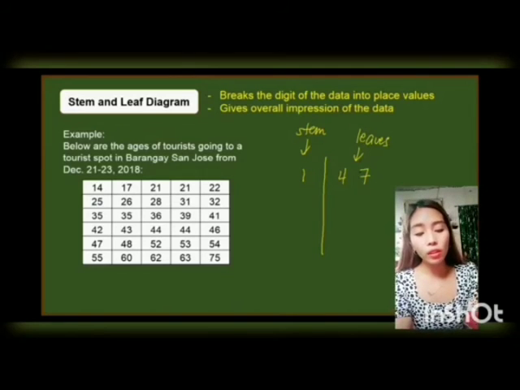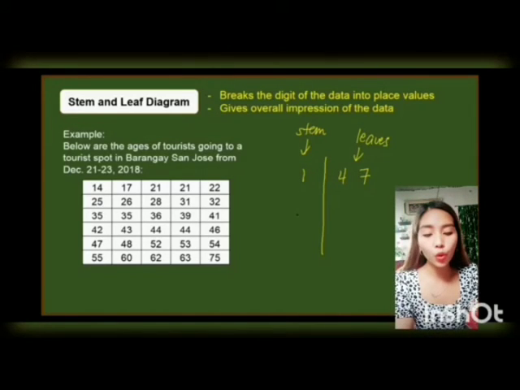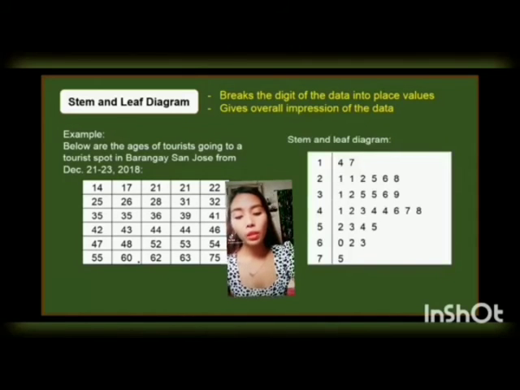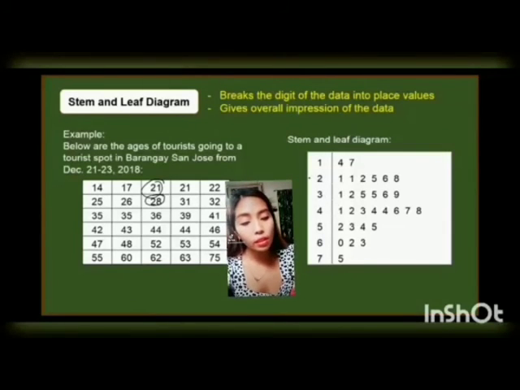This goes on and on until we have written all the data, grouping, of course, those data having the same tens digits. Doing that, we will arrive at this stem and leaf diagram. As I've mentioned a while ago, 14 and 17 will share the first row because they both have the same tens digit, which is 1. Next, 21 until 28 will all be written in the second row because all of them have the same tens digit, which is 2. They will be written like this.